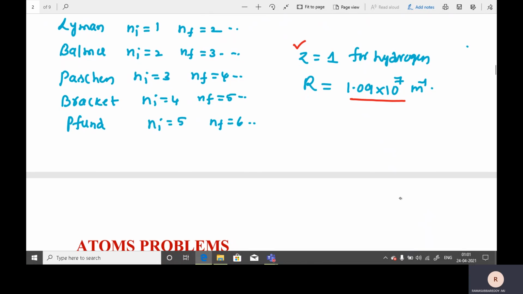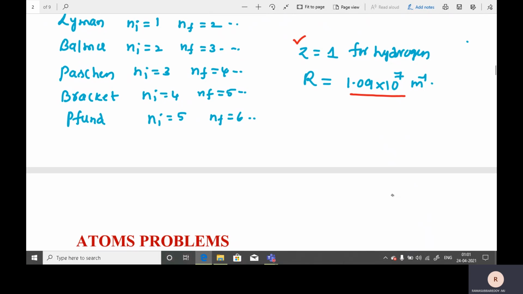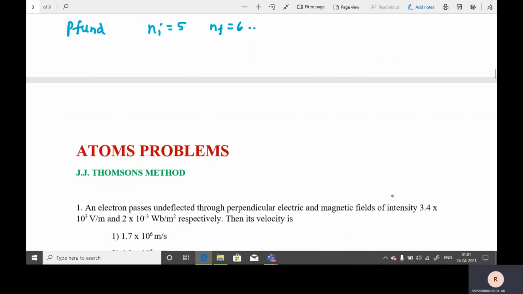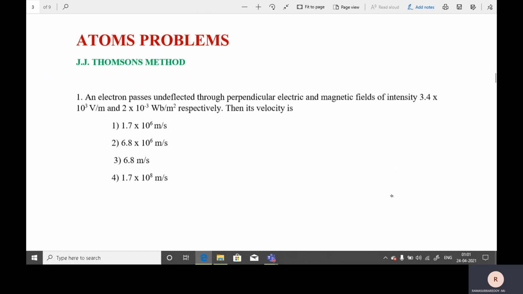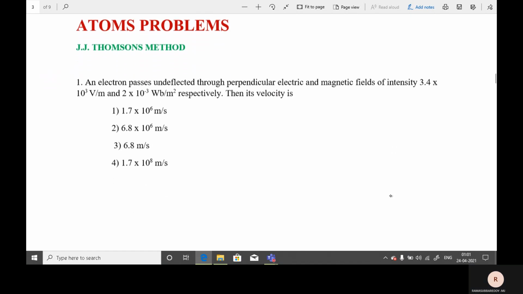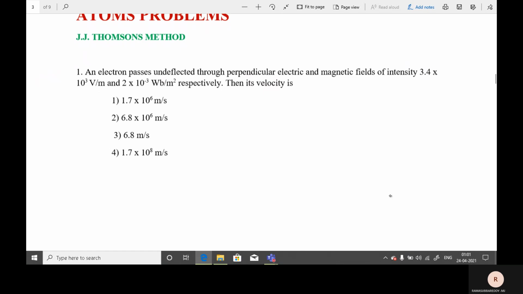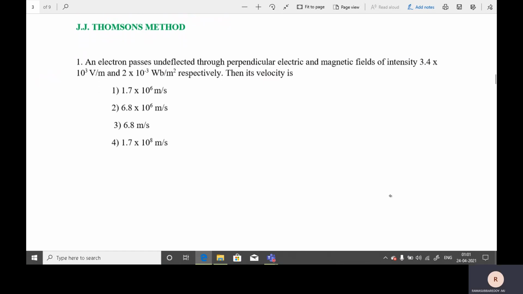Okay, so this is all a quick recap of our concepts, whatever we discussed in module 1. Now we'll see the problems. Problems first, J.J. Thomson concept.